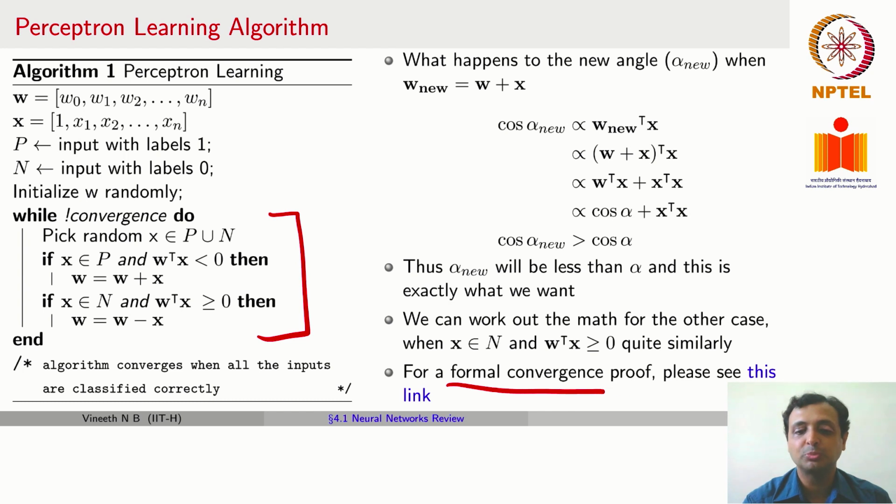But if you want a formal convergence proof to show that as the number of iterations increases, you are going to get a solution as long as you can separate points originally into two classes P and N using a line, you can see the link shared here for the formal convergence proof.